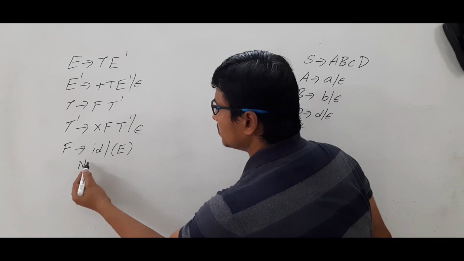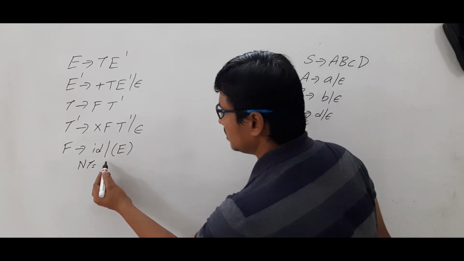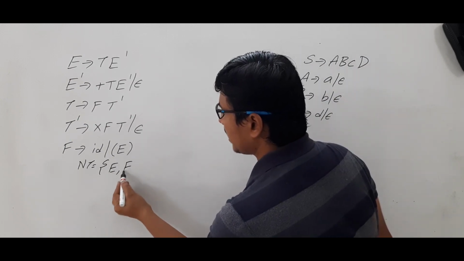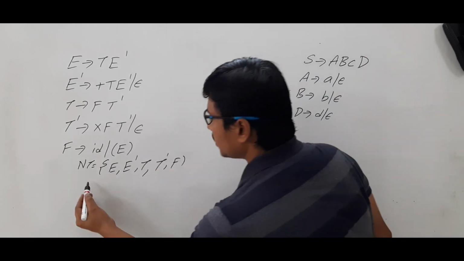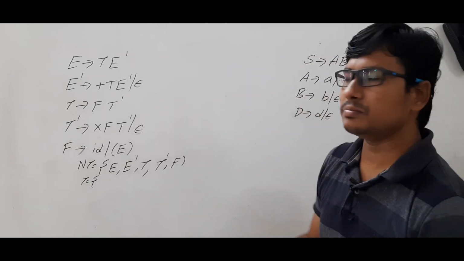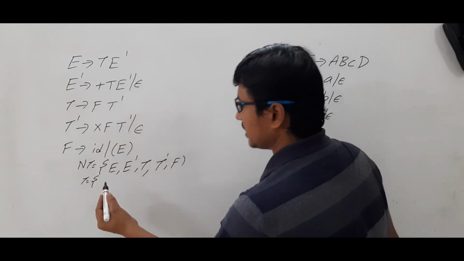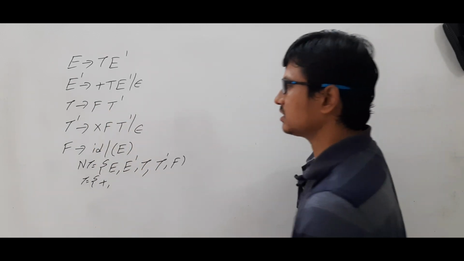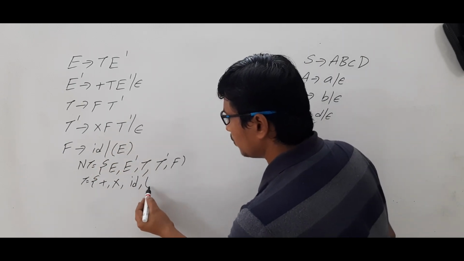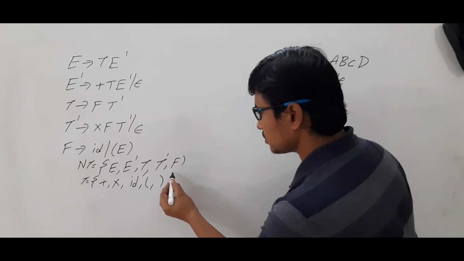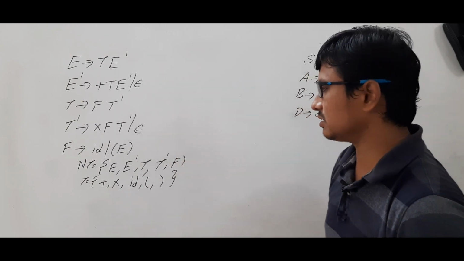Now what are the non-terminals? The non-terminals are the symbols which are there in the left hand side of the production, which are E, E dash, T, T dash and F. And what are the terminals? The symbols which are there in the right hand side other than the non-terminals, such as plus, star, ID, the open braces and the closed braces. Epsilon we will not consider, so these are the terminals you have. You can consider epsilon or you may not consider it also.